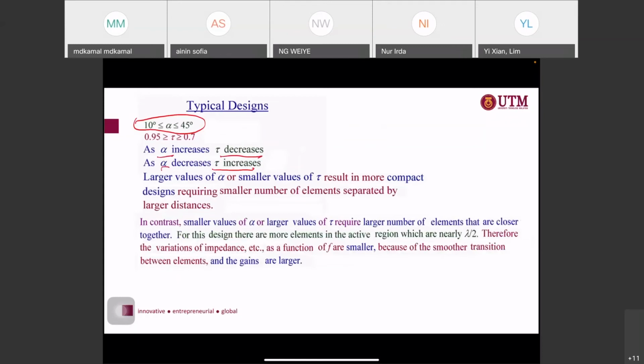A large value of alpha or smaller values of tau results in a more compact design requiring a small number of elements separated by larger distances. In contrast, smaller values of alpha or larger values of tau require a larger number of elements that are closer together. For this design, there are more elements in the active regions, which are nearly half wavelength. Therefore, the variation of impedance, etc., as a function of f are smaller because of the smoother transitions between the elements, and the gains are large.